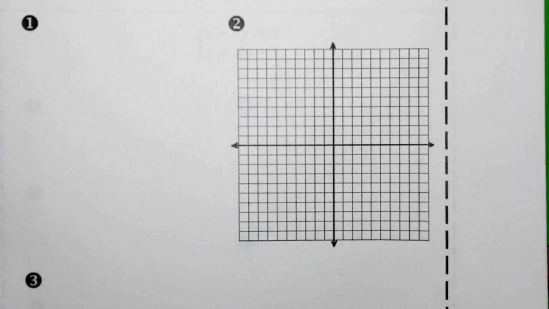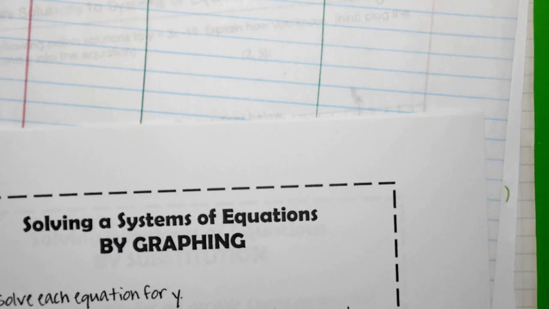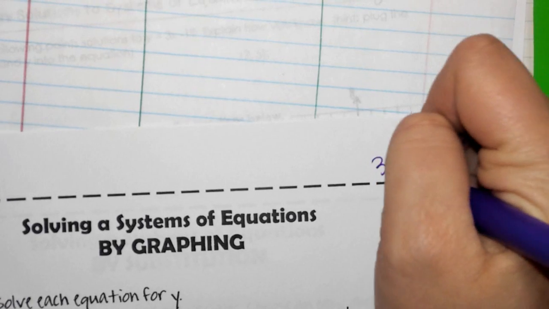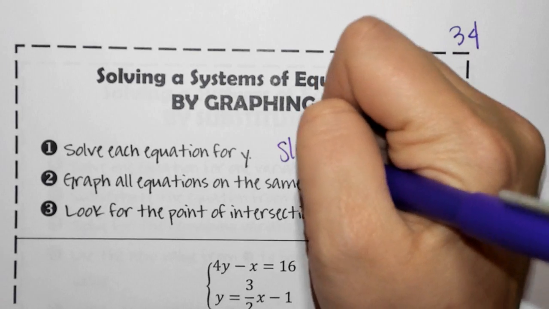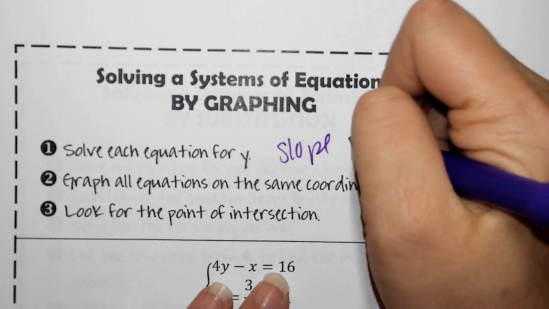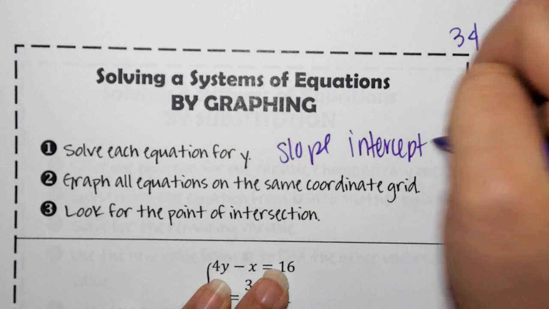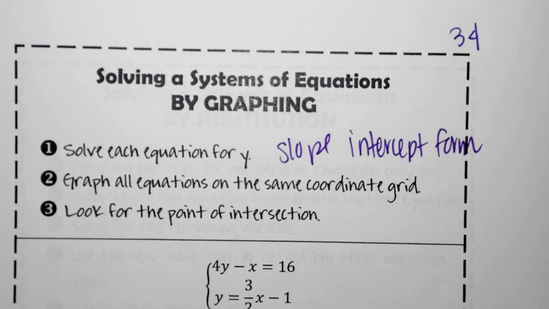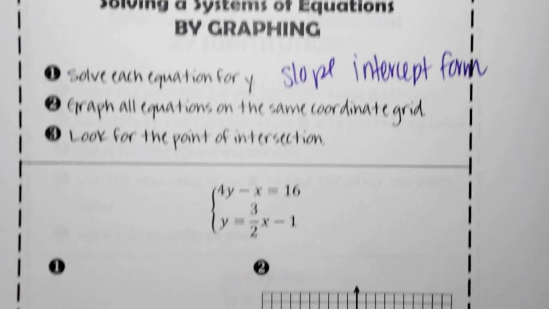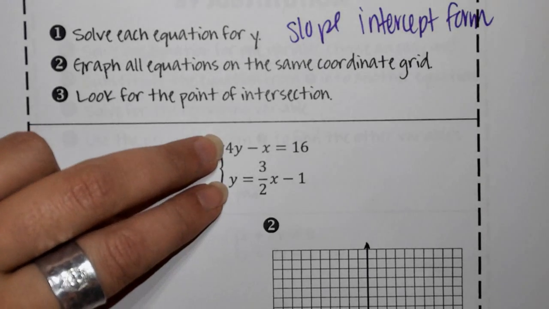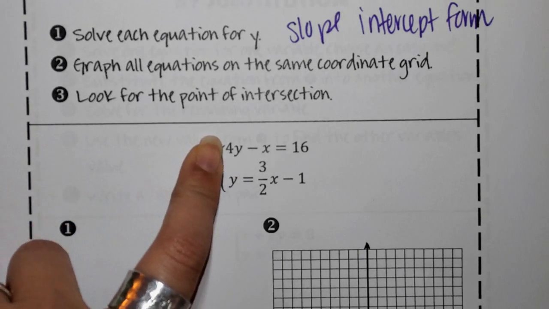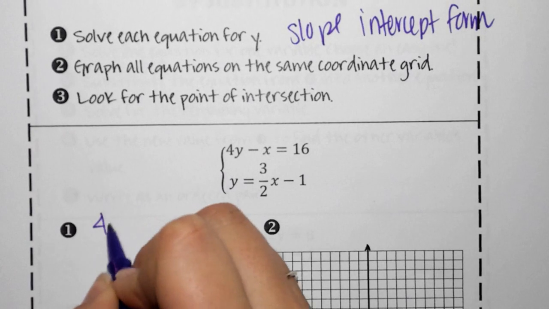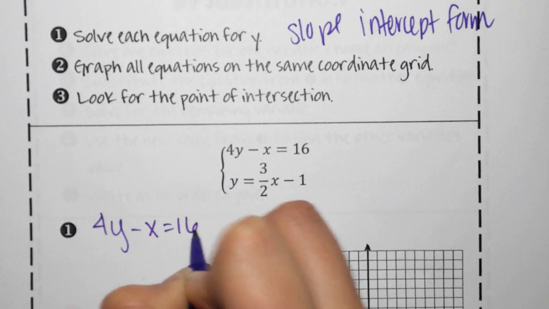Okay, so this is going to be page 34. We will write the learning target on Monday. When you're graphing these, the first thing you do is make sure they are both in slope-intercept form. So that means that we need to get Y by itself. We look at our system and make sure that both equations have Y by itself. This one has Y by itself, but the first one doesn't, does it? No. So we rewrite it over here as 4y minus x equals 16.